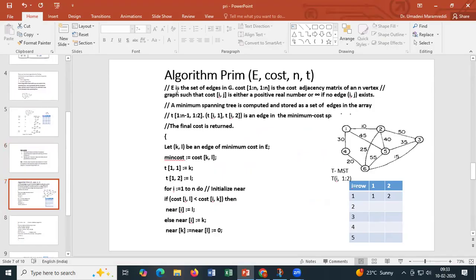Prim's algorithm, first what is the input? The graph is given as a cost adjacency matrix. An n by n adjacency matrix is given. So if there is an edge, the cost of the edge is represented.